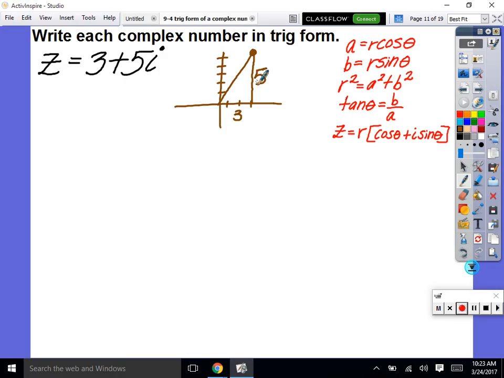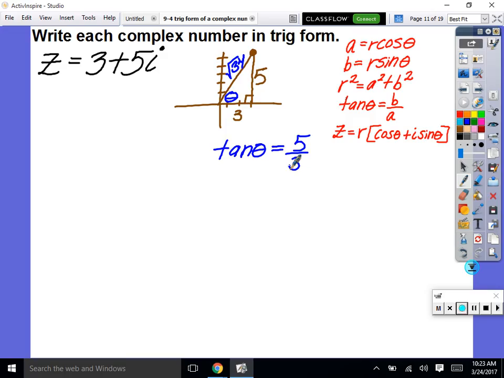So now, Pythagorean theorem that bad boy and find the radius. 3 squared plus 5 squared is 34. Yep, the square root of 34 would be my radius. Then from there, we need to find this theta. So we would set up maybe tangent. We can set up any trig ratio, but tangent is pretty straightforward. Tangent is opposite over adjacent, 5/3.